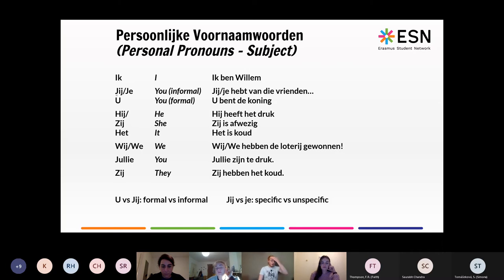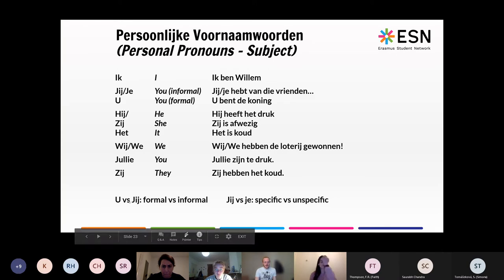So jij and je are both informal, and u is formal. I would just call these normal and this one formal. But jij and je are kind of different. And you will see that Dutch people way more often use je than jij. That is because the difference between u and jij is formal versus informal, but jij and je is specific versus unspecific.